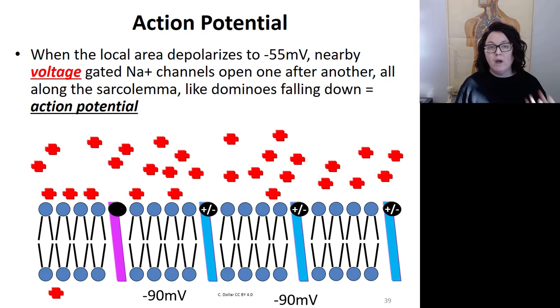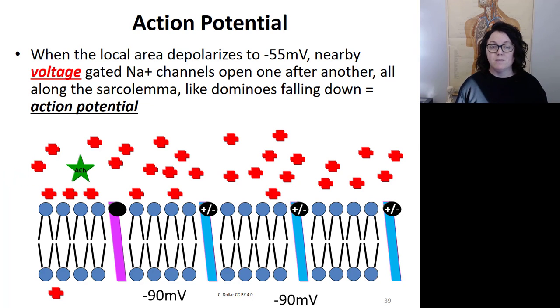When the local area depolarizes to negative 55, neighboring voltage-gated ion channels are going to open one after another all along the sarcolemma like dominoes falling down. And that is the action potential. So let's add that into what we already know. Again, the top is outside and the bottom is inside. Lots of sodium out, not very much in.